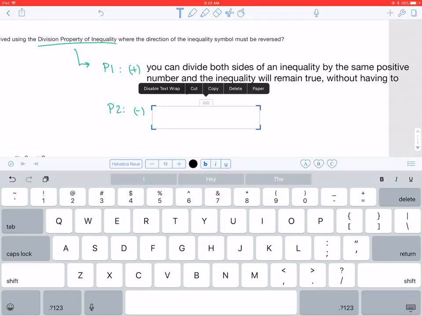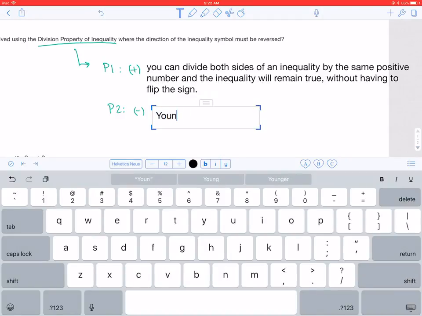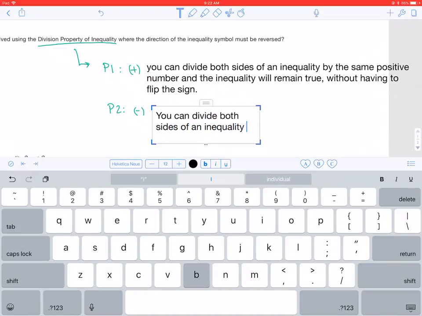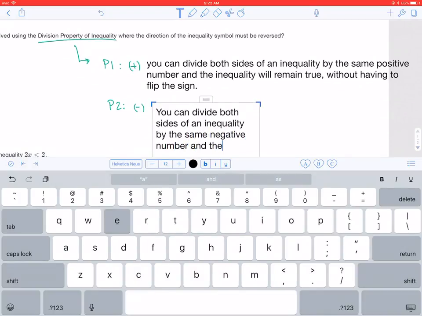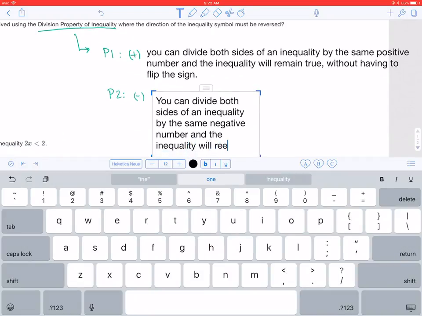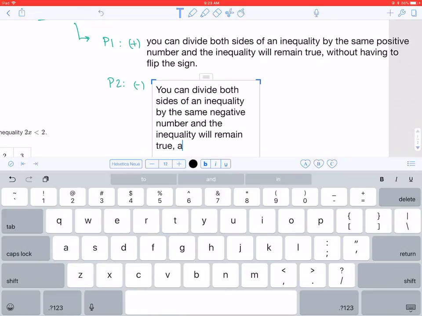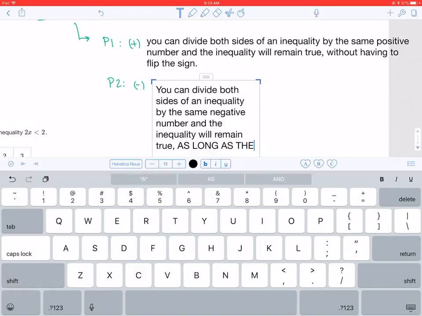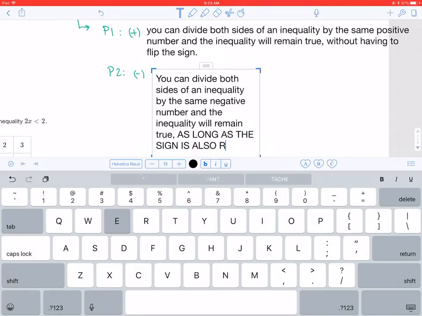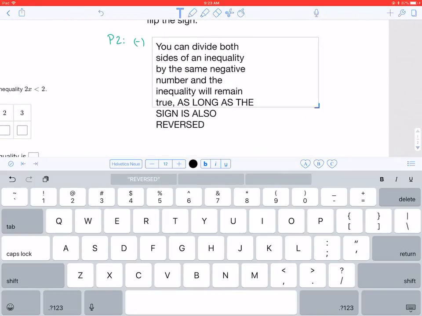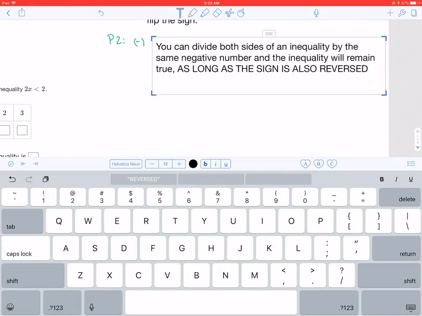So part two is just a little different because part two involves negative numbers. And so what part two says is you can divide both sides of an inequality by the same negative number, and the inequality will remain true as long as, so really important there, I'm going to caps lock that one, as long as the sign is also flipped. Or reversed, we should say. That's the kind of vocabulary they use.